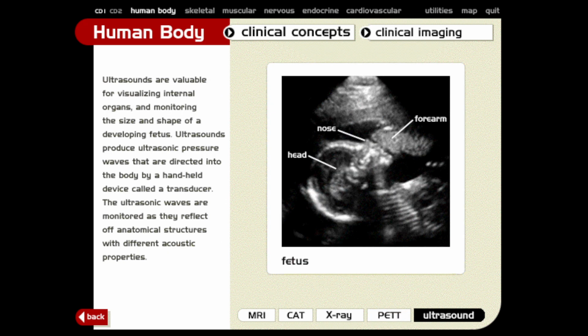Ultrasounds are valuable for visualizing internal organs and monitoring the size and shape of a developing fetus. Ultrasounds produce ultrasonic pressure waves that are directed into the body by a handheld device called a transducer. The ultrasonic waves are monitored as they reflect off anatomical structures with different acoustic properties.